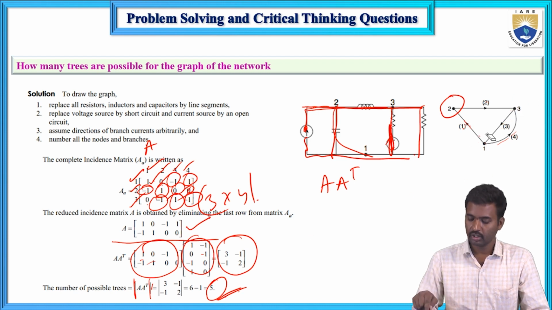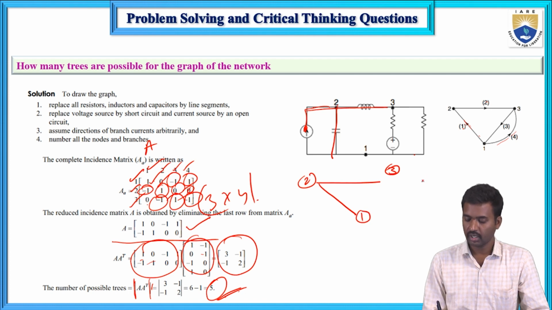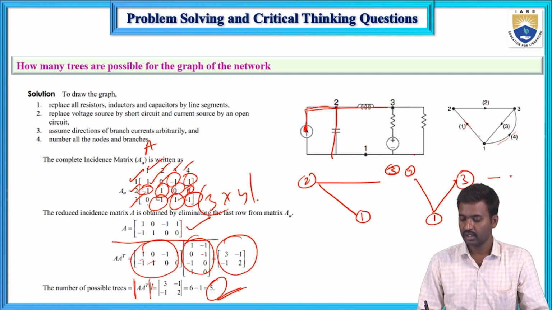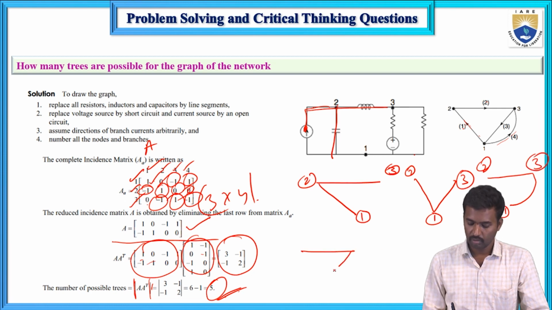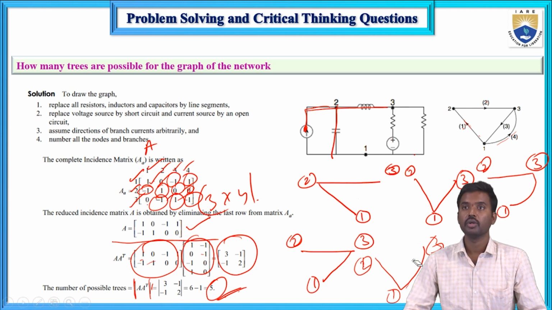So now if you draw the possible trees, this is 1 tree, 2, 3, 1. So next another tree is here 2, 1 and 3. And next another tree I am drawing here 2, 1 and 3. And another tree I am drawing here 2, 1, 3. So next one here, so what is the graph here? 1, 2 is okay. Next, 2, 1, 3. So this one, not this one. So total number of trees are 5.